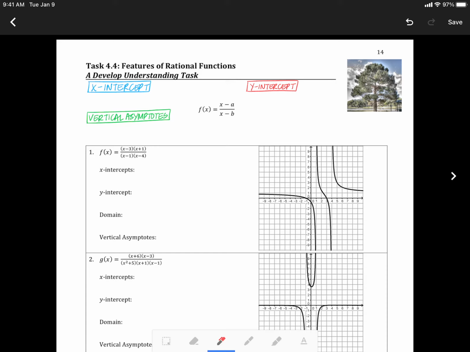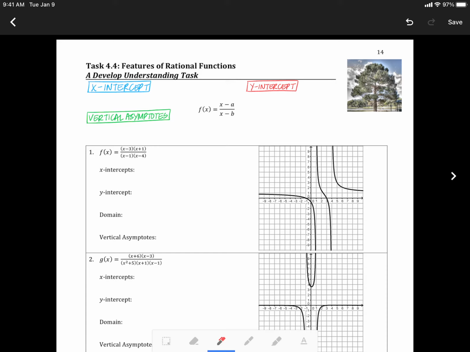By the end of this video and this task, I'm hoping that you are a master at finding the x-intercepts of a rational function, the vertical asymptotes of a rational function, and the y-intercept of your rational function. So we're going to look at some equations today and try to predict what those x-intercepts and vertical asymptotes are, and then verify it with a graph.